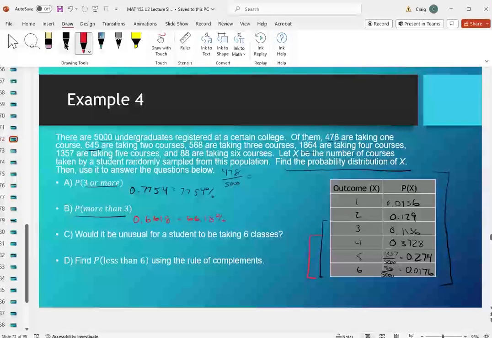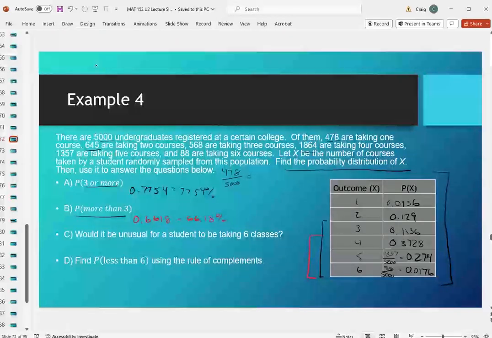The next question is about whether it would be unusual for a student to be taking 6 classes. Remember, we said that things that happen less than 5% of the time are generally said to be unusual or rare. And so would it be unusual for a student to be taking 6 classes? Well, this is less than 5%, and so yes, it would be. There's only a 1.76% chance of choosing that.